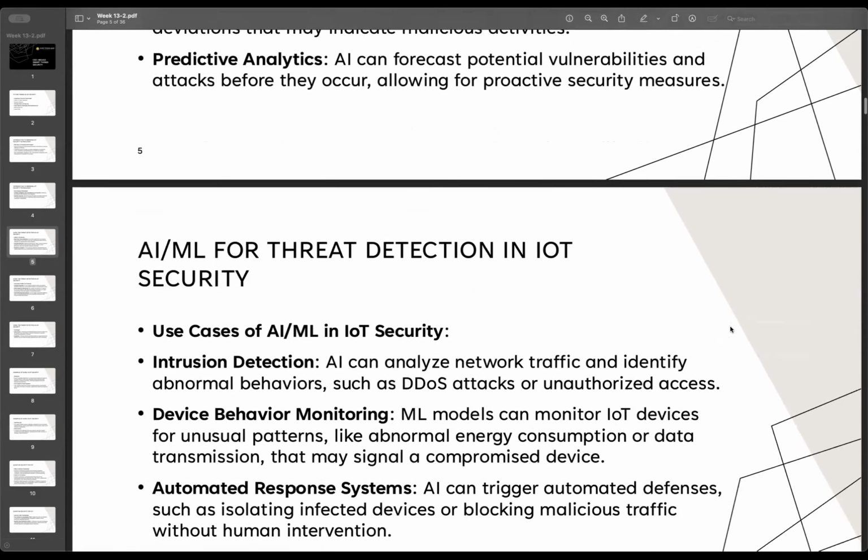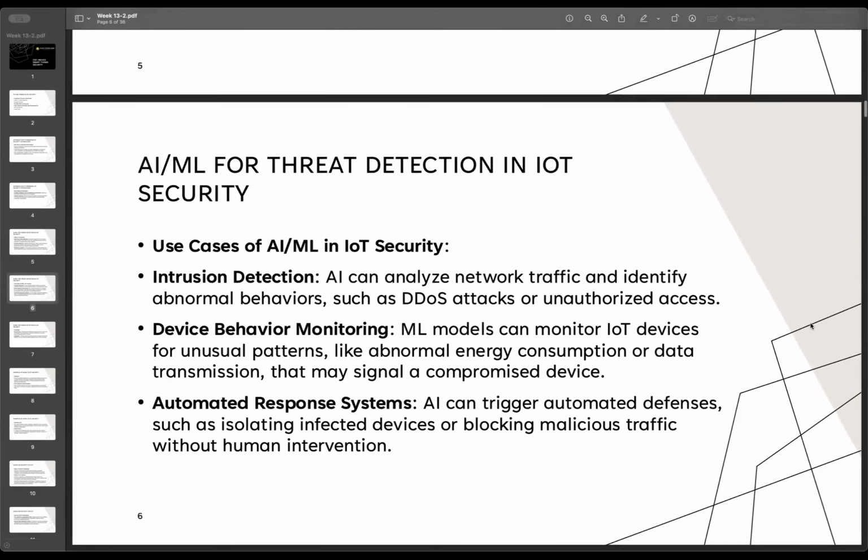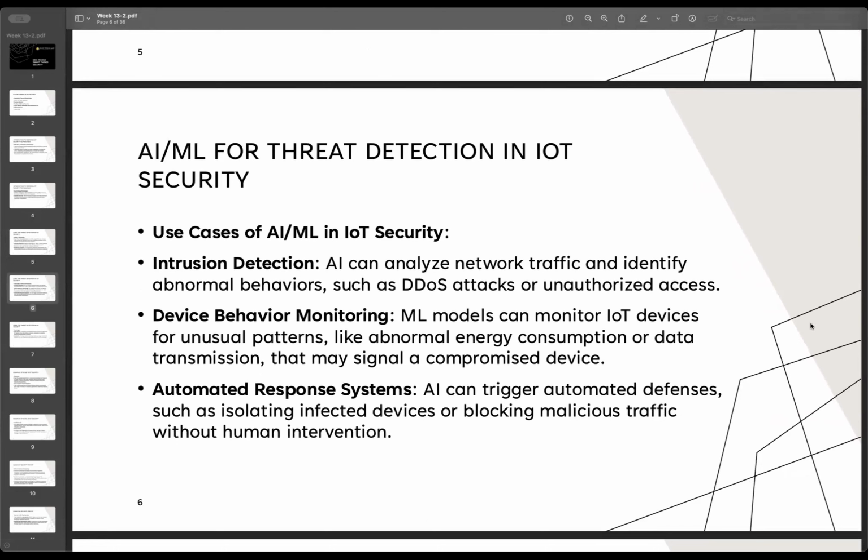And there are some use cases we can apply in IoT security, like intrusion detection, where we analyze network traffic and find abnormal behavior, including DDoS, right? Also unauthorized access and device behavior monitoring. We can monitor IoT devices, smart things, for unusual patterns, like higher energy consumption, which means they require more power for calculation, or busier data transmission. These may signal a compromised device.